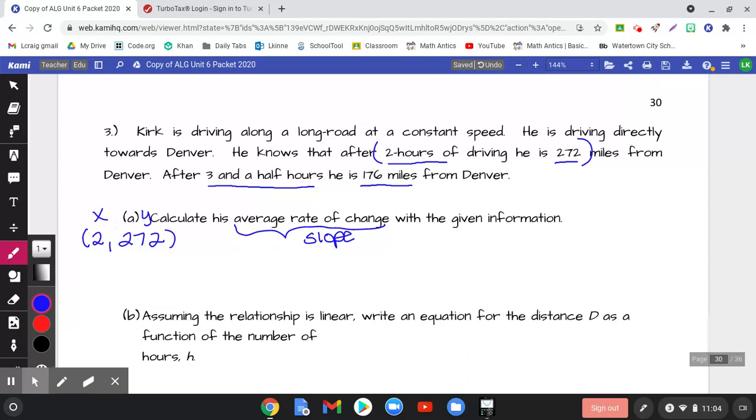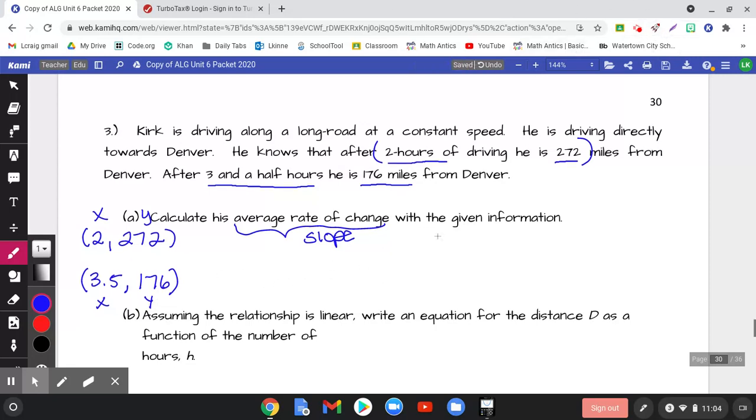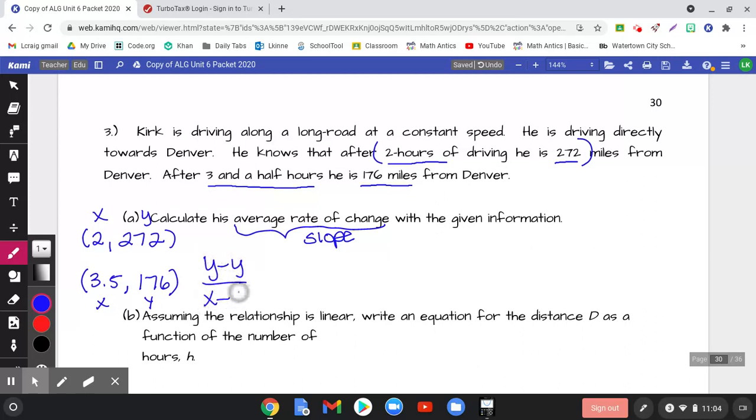So here's your x and your y. After 3.5 hours, he's at 176 miles, getting closer because he's driving towards Denver. So if you want to calculate the slope, you have a couple options. Remember, it's y minus y over x minus x. Notice how I put the x and y above.